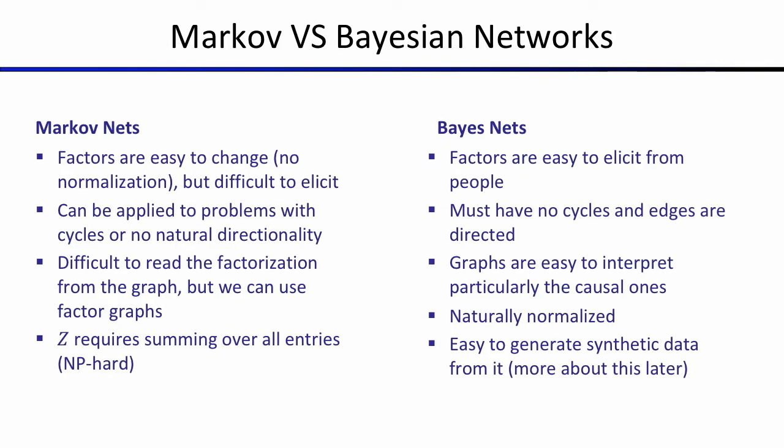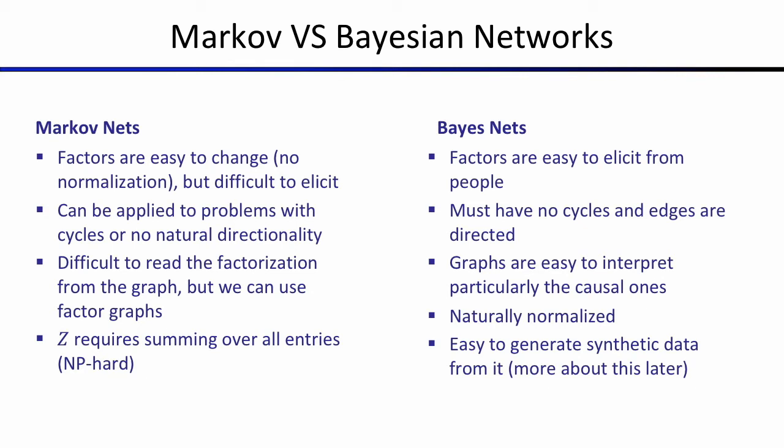So now that we are used to the idea of the Markov and the Bayesian networks, we can make a small comparison between these two types of graphical models. So let's start with the Markov networks. First, the factors tend to be easier to change compared with the Bayesian networks because we have no normalization. So we don't need to care about, if we change one number, making all the numbers sum to 1 or something like this.